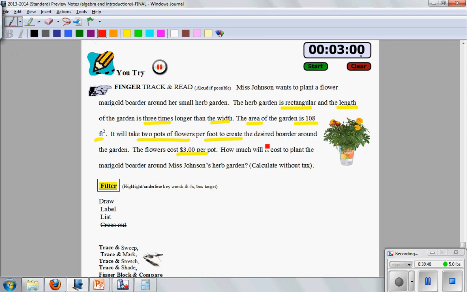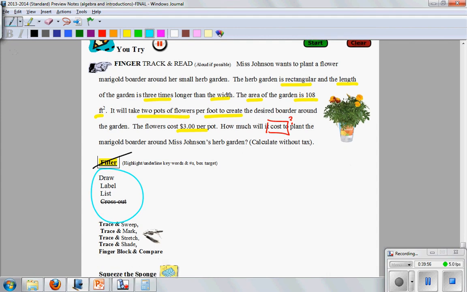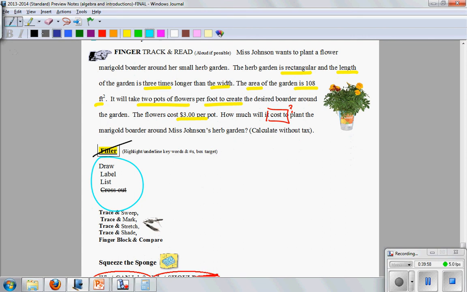So we're doing this. Cost is our ultimate goal. So we just did filter. Now we do this together. We draw, label, list, cross out as a unit. Draw, label, list, cross out.